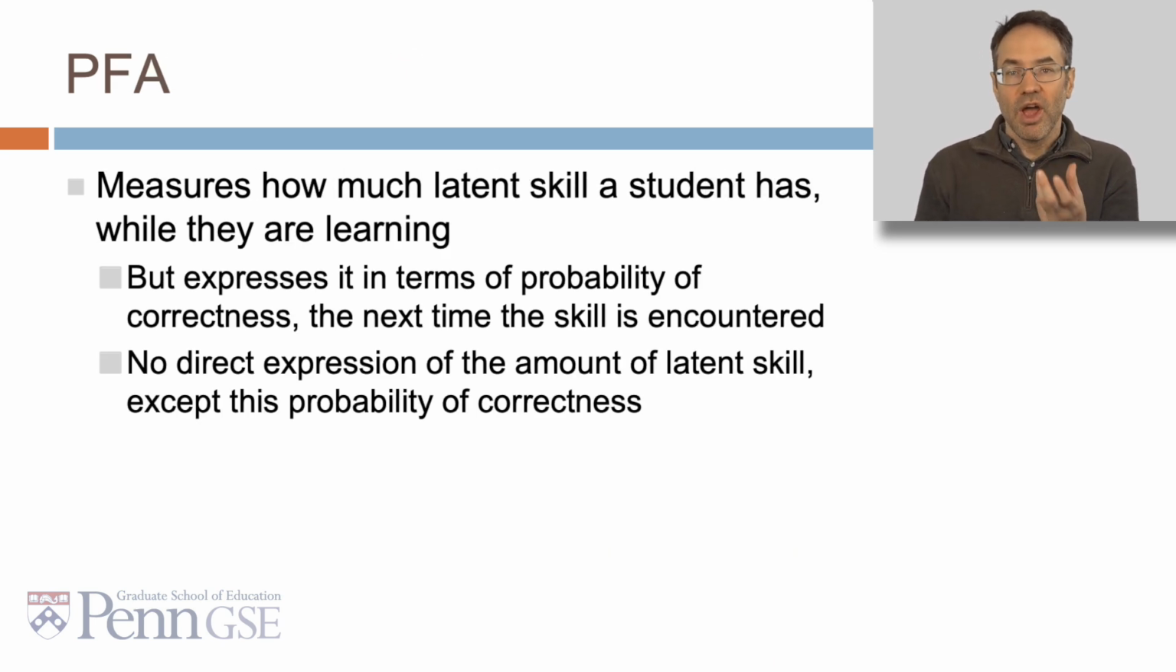PFA measures how much latent skill a student has while they're learning, but expresses it in terms of probability of correctness the next time the skill is encountered. Within PFA, unlike BKT, there's no direct expression of the amount of latent skill except that probability of correctness. And that, by the way, is true of the entire LKT family.